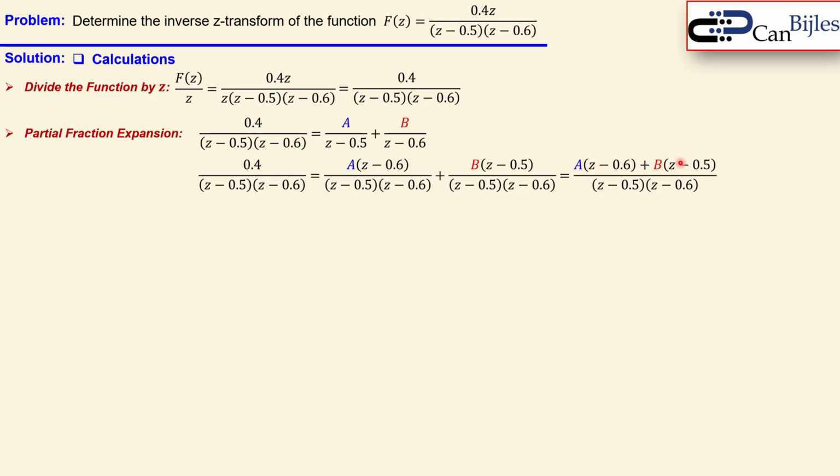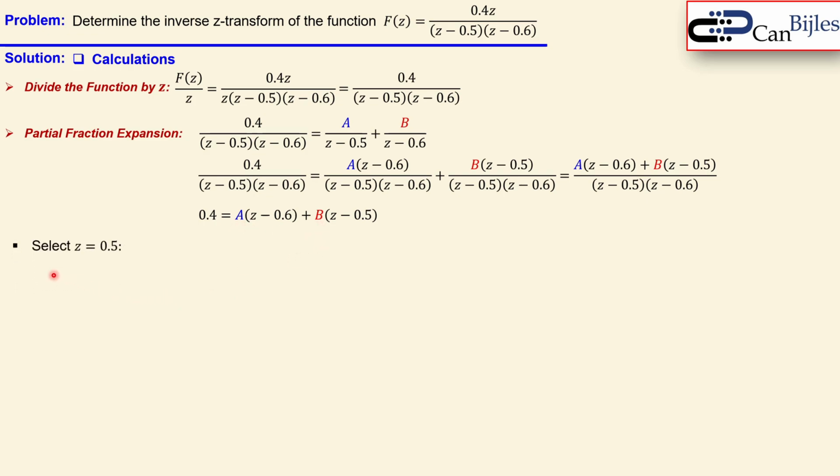Now we can say that this expression must equal this expression. Since the denominator is exactly the same, we can divide it out. That means 0.4 is equal to A times (z minus 0.6) plus B times (z minus 0.5). So this is a pretty simple expression at the moment. We need to determine, as said, the A and the B.